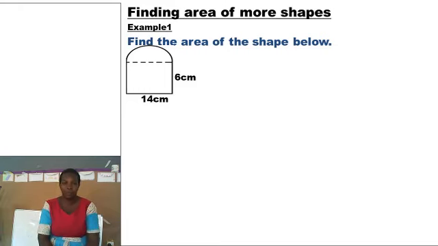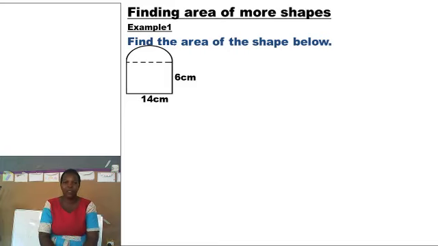Now when you look at our example 1, the question says, find the area of the shape below. But remember, these are combined shapes. They've combined a semicircle together with a rectangle. So step number 1, we need to identify the given parts in the given shape. In this given shape, we have two parts. We have a semicircle and we have a rectangle.